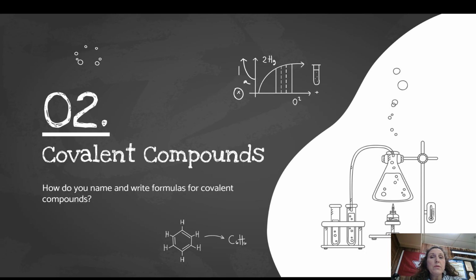Okay, so now you know the difference between an ionic, a metallic, and a covalent bond. Now we are going to write and name these bonded formulas, and we'll start with our covalent compounds.